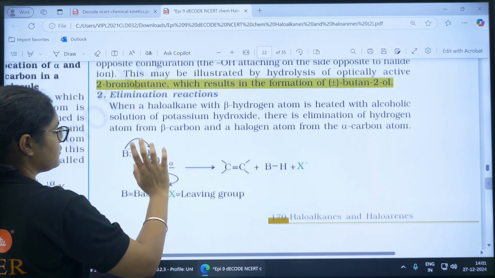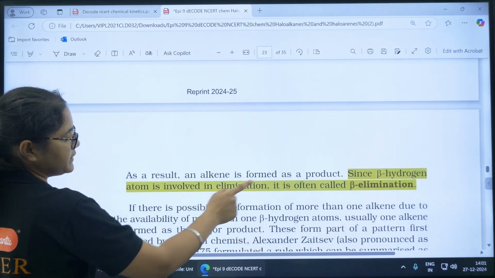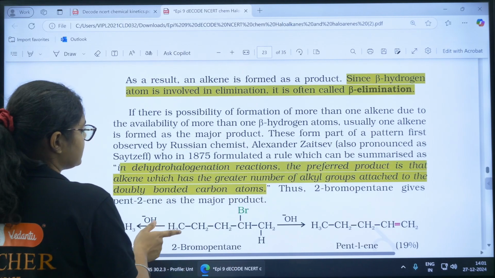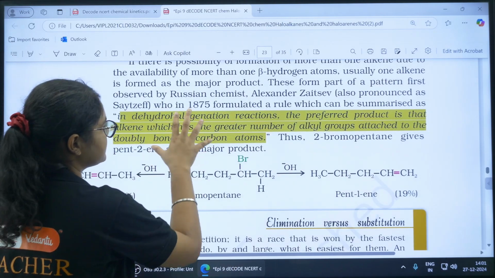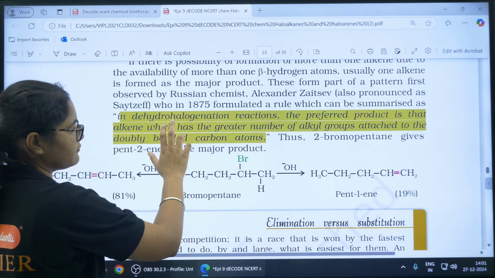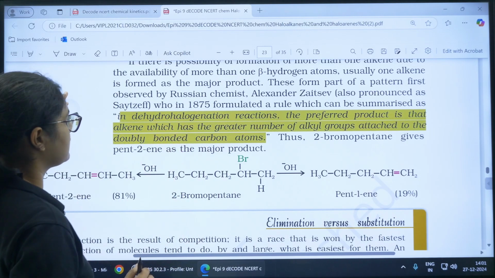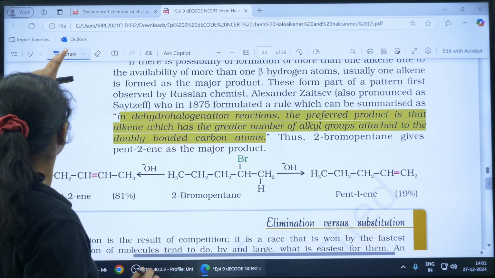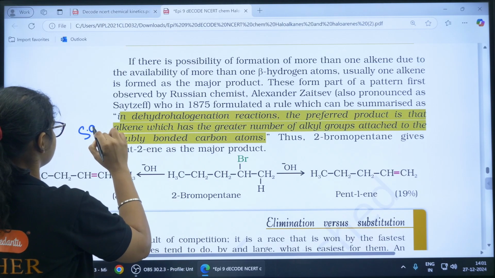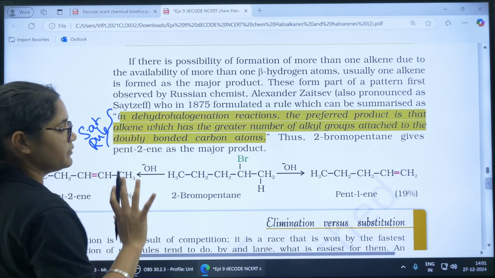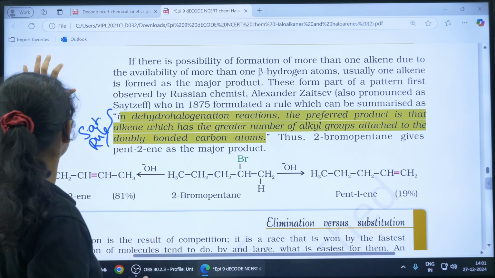Okay. Next, coming to elimination reaction. So what is beta elimination? The definition should be known to you. Next is what is the Saytzeff rule. Saytzeff rule definition is important again. Let me write it down here, I am just writing in short, Saytzeff rule. So please prepare the definition of the Saytzeff rule from the NCERT book.